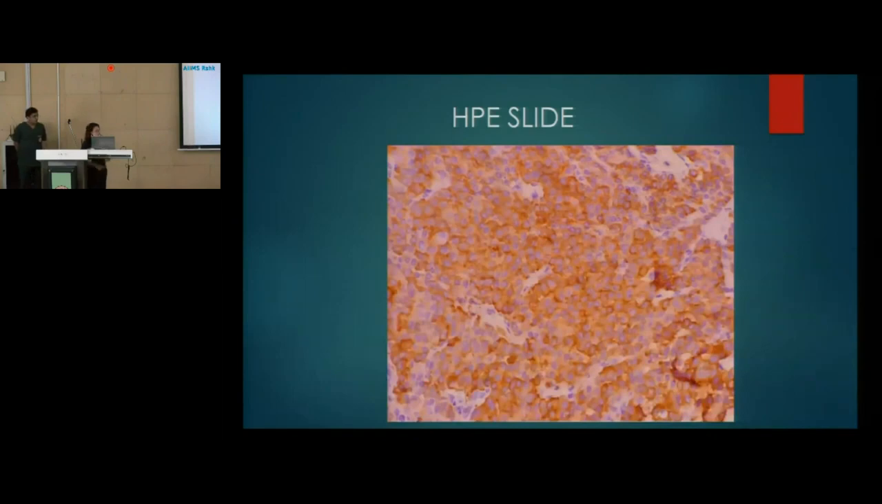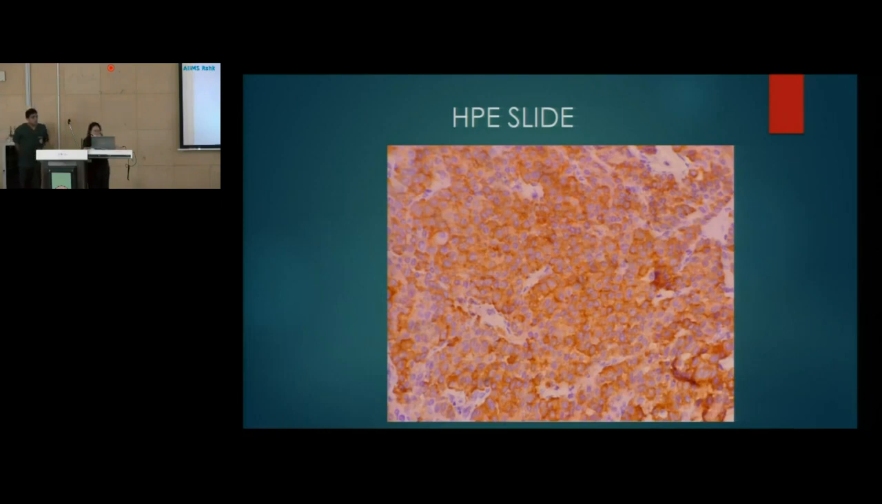Immunohistochemistry was done, and this is the synaptophysin. It came out to be diffusely cytoplasmic staining. Other than that, we did chromogranin, in order to rule out whether it is medullary or cortical. Since in cortical tumors chromogranin is negative, it rules out the pheochromocytoma.